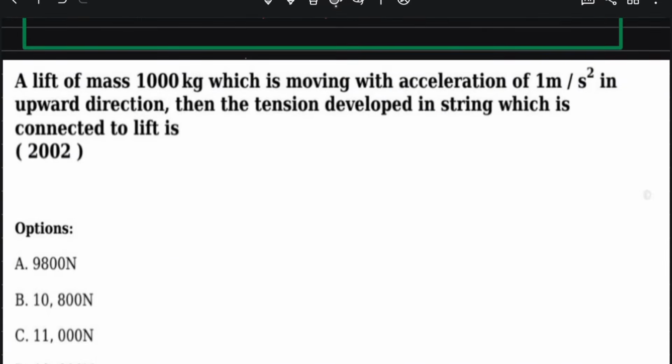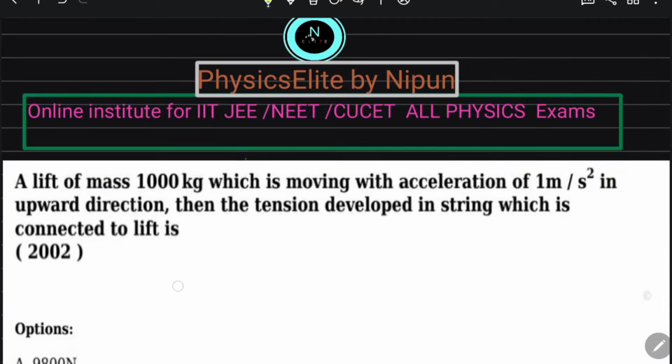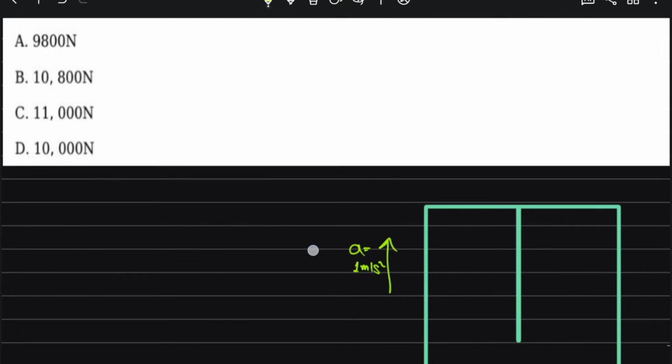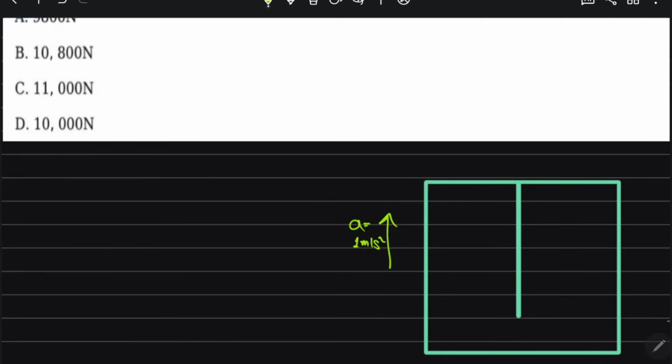A lift of mass 1000 kg is moving with an upward acceleration of 1 meter per second square. Then find the tension developed in the string which is connected to the lift.